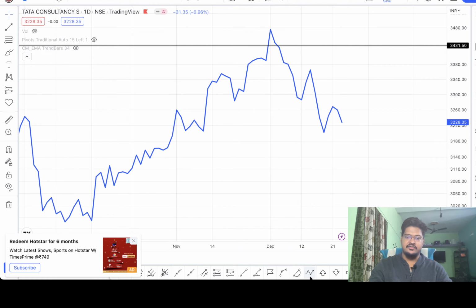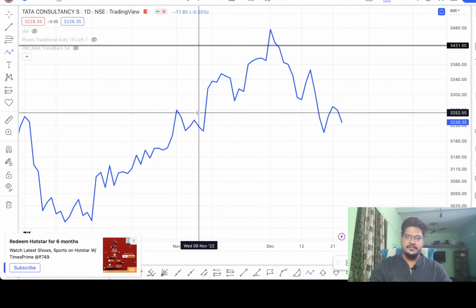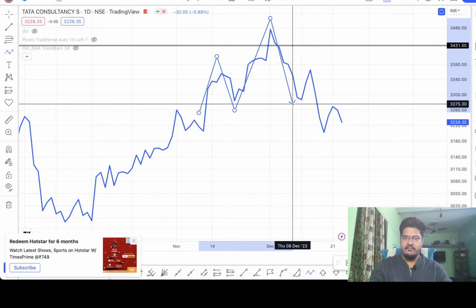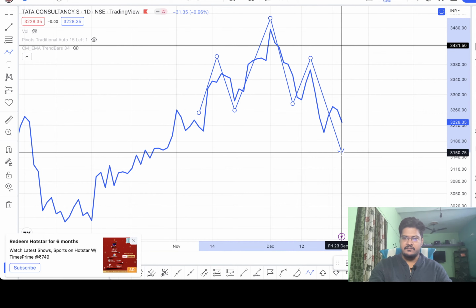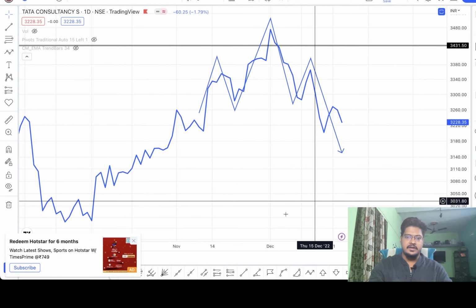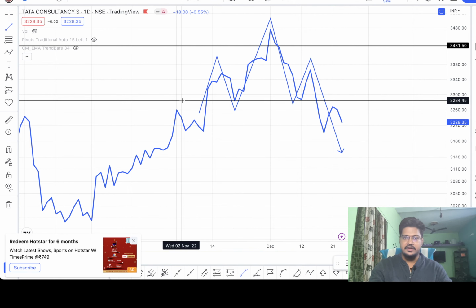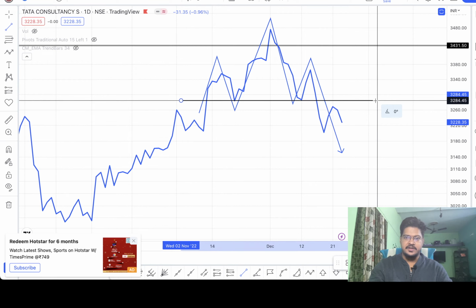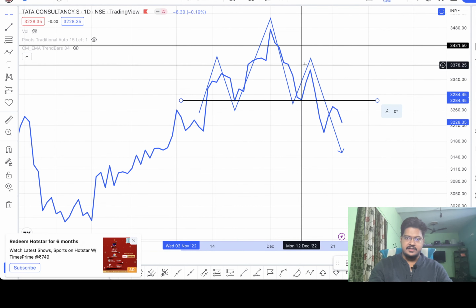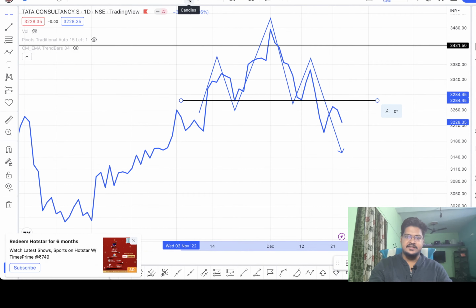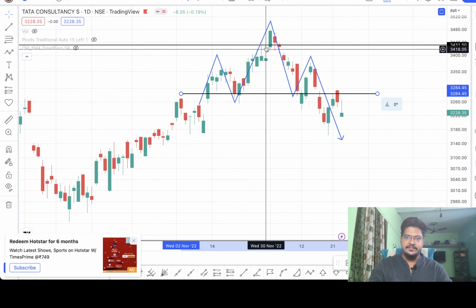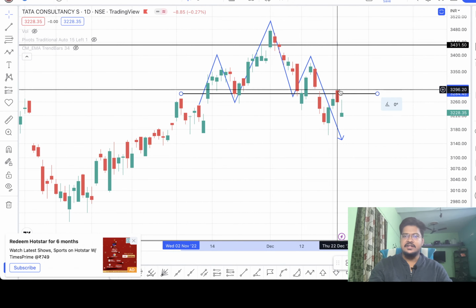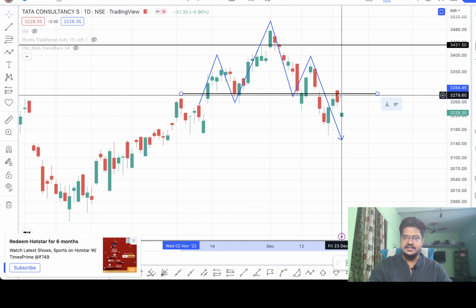Let me draw it first. Now let's draw the neckline. This neckline is perfectly horizontal in nature. Fine. Now let's switch to the candlestick chart. As you can see, this is the pattern, and the neckline has been broken here, and now it has retested. The stock has retested this line.